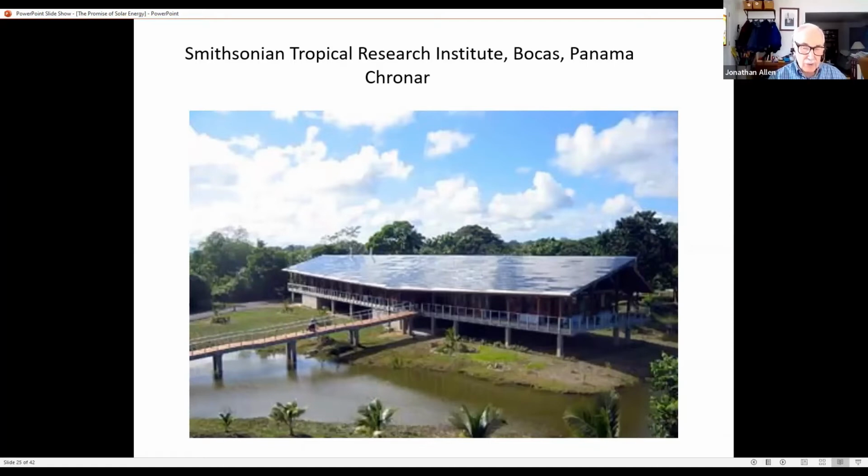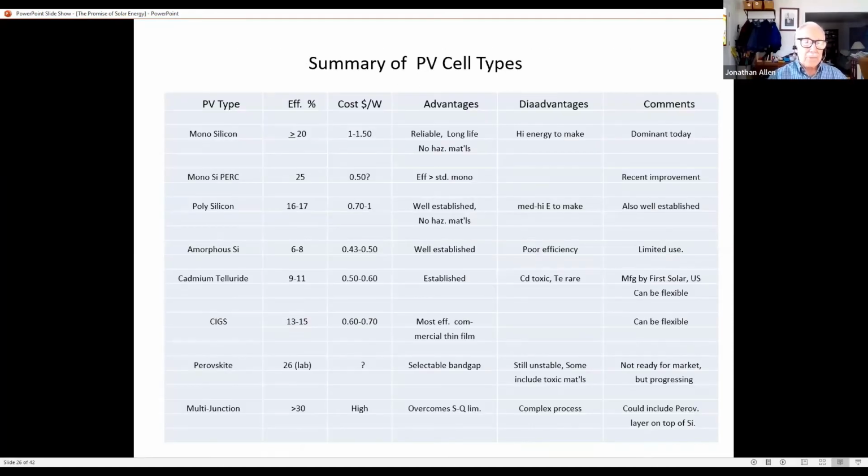And here's a chart showing a summary of cell types. It's a pretty complicated one, but it shows the types, the efficiency percent, cost in dollars per watt, advantages, disadvantages, and comments. Once again, I'm not going to go through all of it now, but if you want to study it, it should be up there when we get a chance to post. A big problem that researchers are attacking with perovskites is that a lot of the materials are chemically unstable and tend to deteriorate in the presence of moisture, or they deteriorate with the ultraviolet portions of the light spectrum.